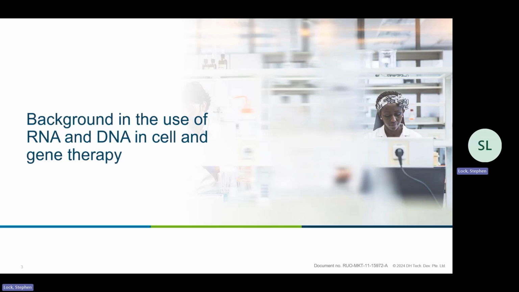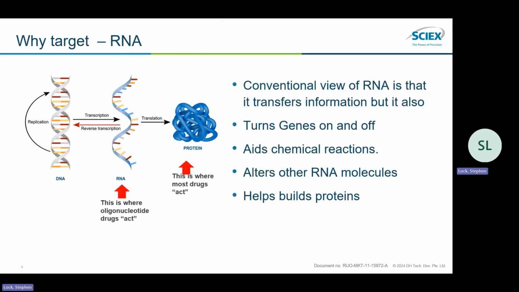As I mentioned, we'll start off with a bit of background in the use of RNA and DNA in cell and gene therapy. I think this is really an exciting space, and this slide covers one of the reasons why you target RNA. The conventional view of RNA is that it transfers information, but it also turns genes on and off. It aids chemical reactions, alters other RNA molecules, and helps build proteins. So RNA is really part of the messenger system of the body to eventually build proteins, for example.